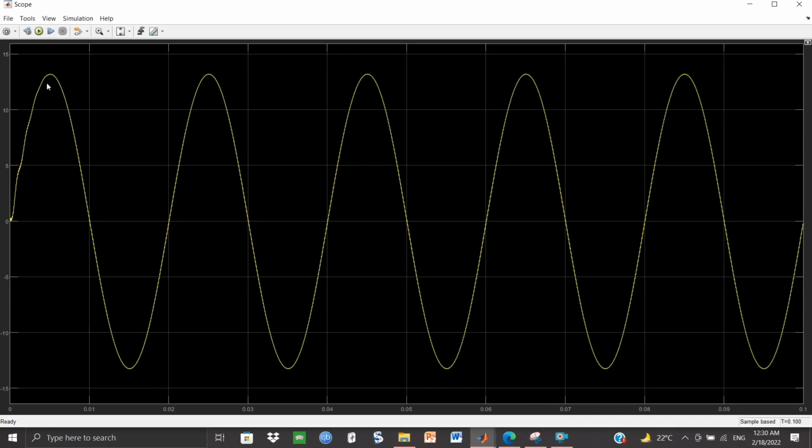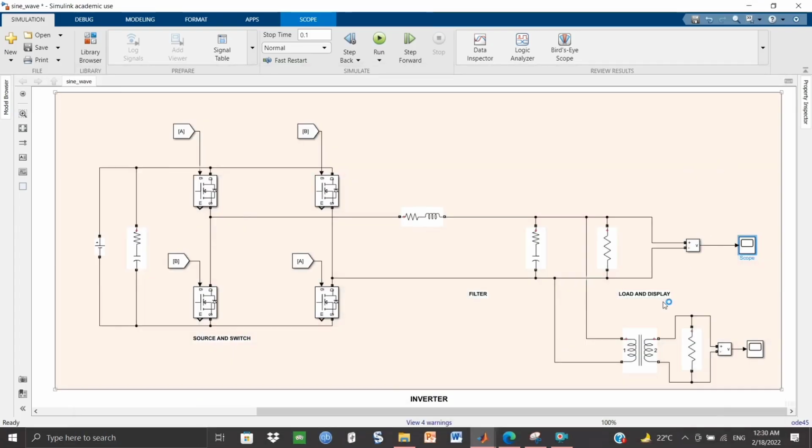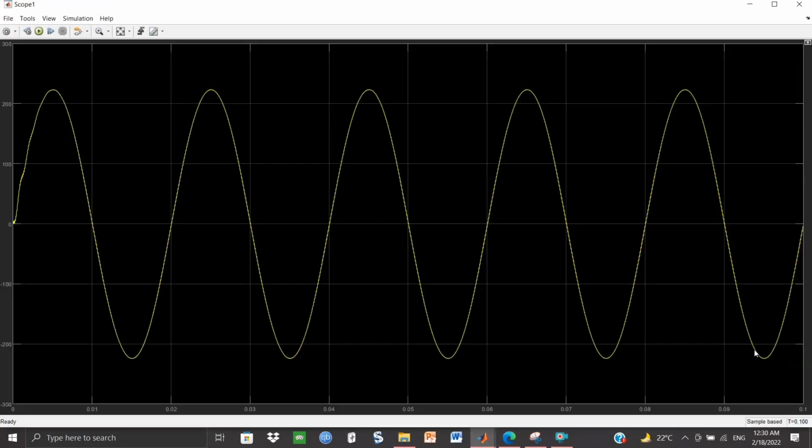Here we can see that the output voltage we obtain does not match our desired voltage of 220 volt. So, to change it into a desired voltage of 220 volt, a step-up transformer is used and the output of this transformer is seen with the help of another scope. Here we can see that the output of this circuit matches with our desired output voltage.